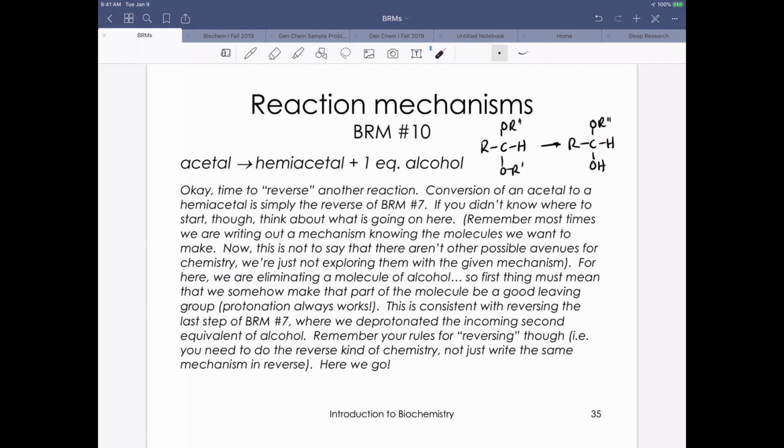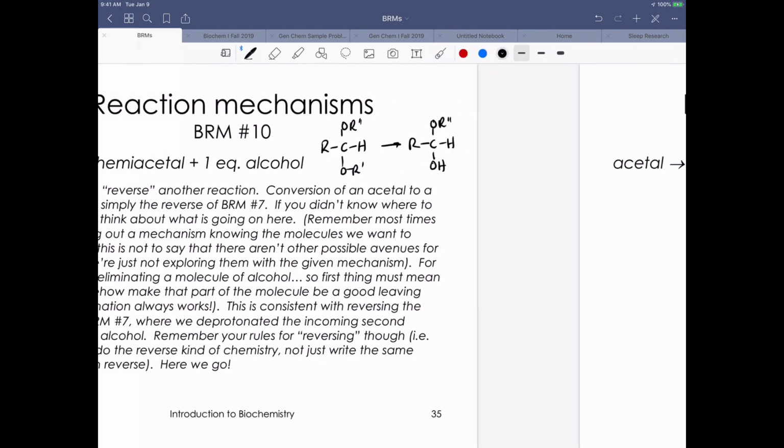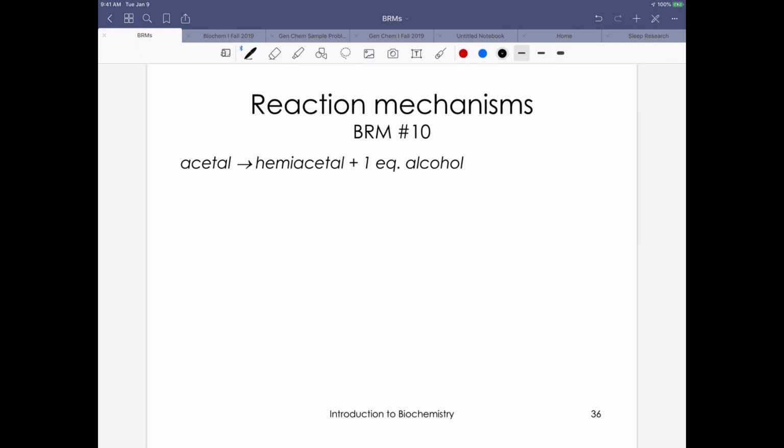So again, highlighting for this mechanism, we are eliminating the molecule of the alcohol. We're first going to make that into a good leaving group. Protonation is the best mechanism to see that happen. Reversing the last step of reaction mechanism 7, which was deprotonation of the incoming second equivalent of alcohol, now we're going to be protonating that alcohol to allow it to be a good leaving group. All right, so hopefully a pretty straightforward mechanism here. Let's go through and highlight the mechanism, and then we'll talk about some biochemical applications.